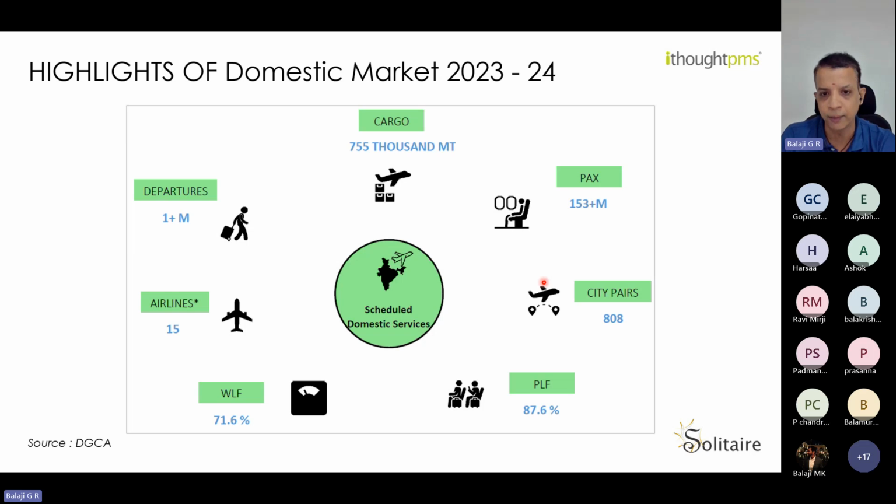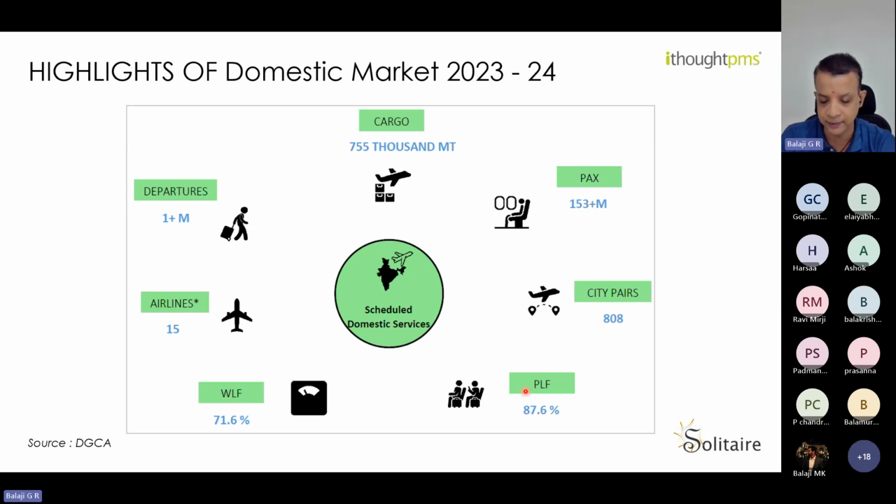What is the India market all about? We have 15 airlines. That's a number which I would like our viewers, our learners, to know. This is an industry which is regulated, so the number of airlines is 15. We have close to 15,000 passengers in terms of travel count. This is all domestic. The number of city pairs is 808. Very interesting.